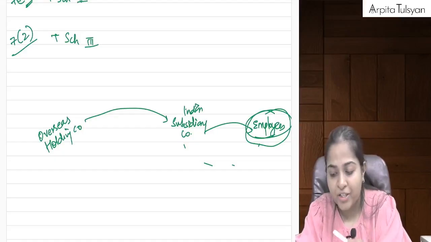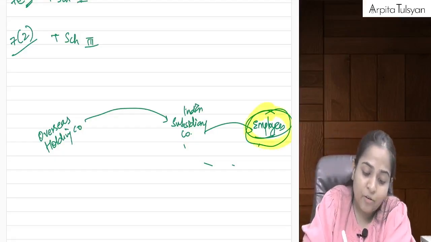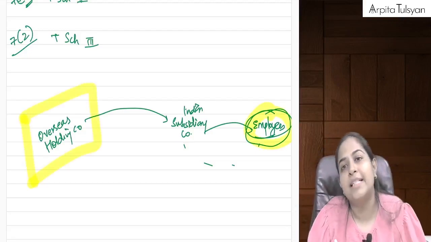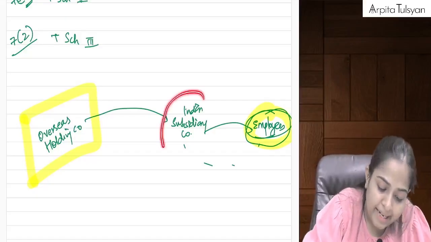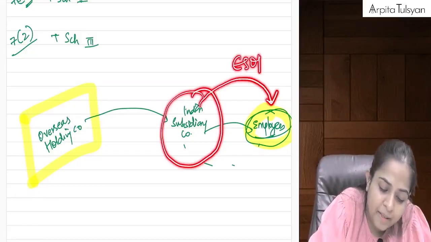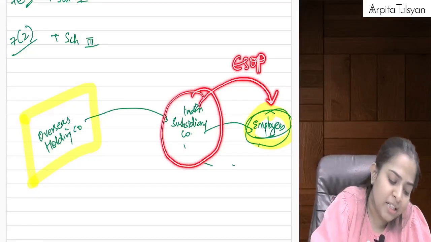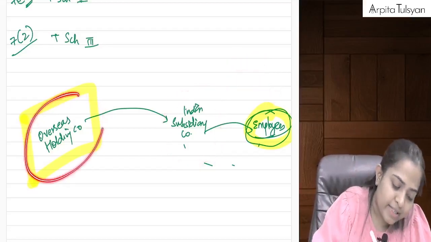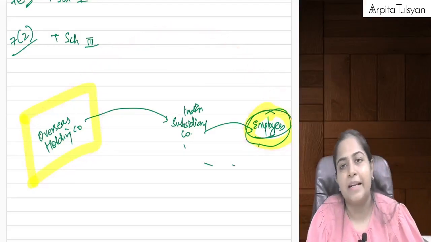Some stock options were given to the employees of the company, but here whose stock will they get? They will get the stock of the overseas holding company. So basically the Indian subsidiary company is going to provide some ESOPs to the employees of the company, but those are actually the stock of the overseas holding company. So basically the overseas holding company is providing the ESOPs to the employees of the Indian subsidiary company.